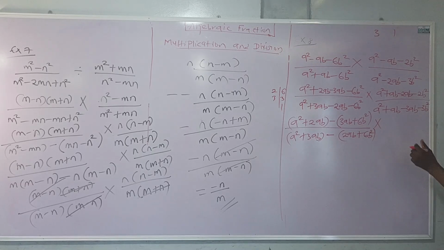Times. Bracket again, I'll have a squared plus ab in brackets. Bring my negative sign, and all the signs in the bracket will change. Minus 2ab becomes 2ab, and minus 2b squared becomes plus 2b squared. All divided by, I'll have a squared plus ab in brackets minus brackets positive 3ab and positive 3b squared.